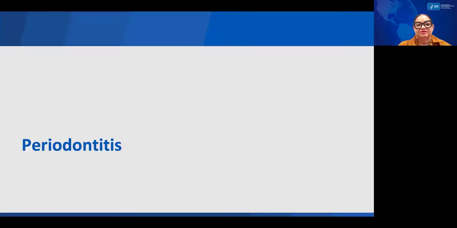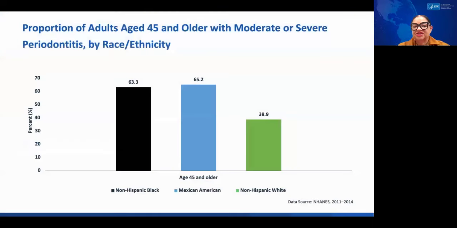Next slide. So now I'm going to shift to periodontitis, really just to show pretty much the same thing, but looking at it from another highly prevalent condition. And so this again shows by race, ethnicity, and pretty much the same thing that you saw with adults and older adults in the context of untreated dental decay. You can definitely see some strong differences between non-Hispanic Black and Mexican American versus non-Hispanic White. Next slide.